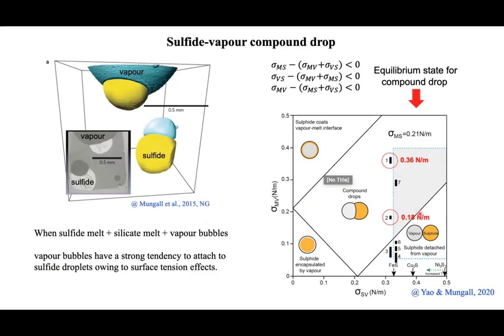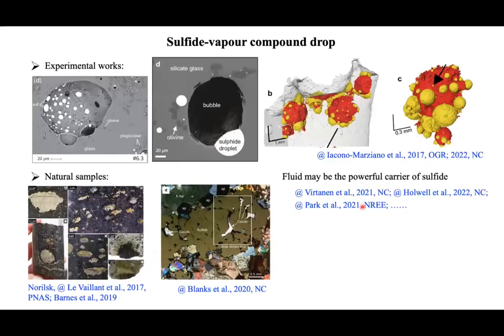Here I drew the figure of the equilibrium state of this three-phase system. If we take a reasonable surface tension between the magma and the sulfide, this blue region represents the possible region for the compound drop in the magmatic system. And we can say most of it falls in the region of the compound drop. Also, the compound drop has been found in many experimental works and also in natural samples.